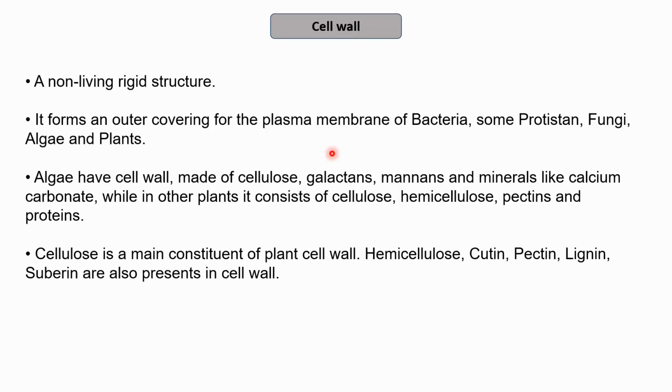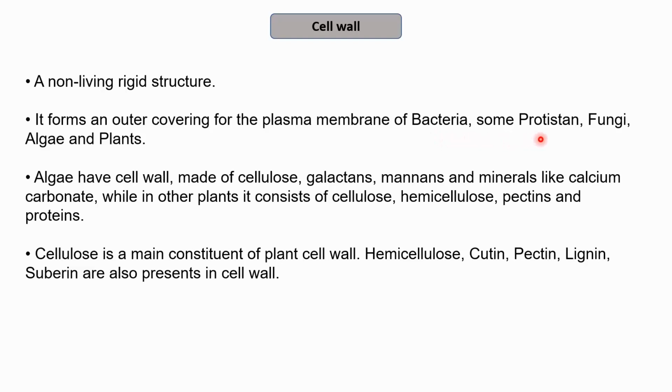So we know that in plant cells, there is an important structure which differentiates it from the animal cell, and that is the cell wall. The cell wall is a non-living rigid structure which surrounds the cell membrane, and it forms an outer covering for the plasma membrane of bacteria. In gram-positive bacteria, the cell wall is made up of peptidoglycan, and in gram-negative bacteria, we have lipopolysaccharide as a part of the cell wall.